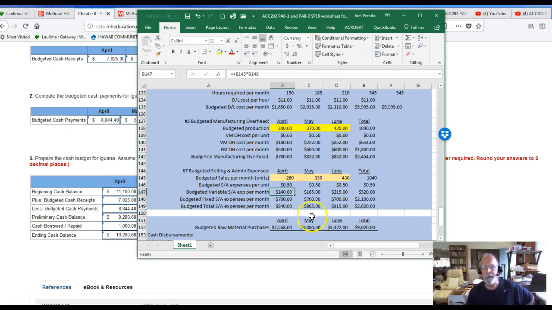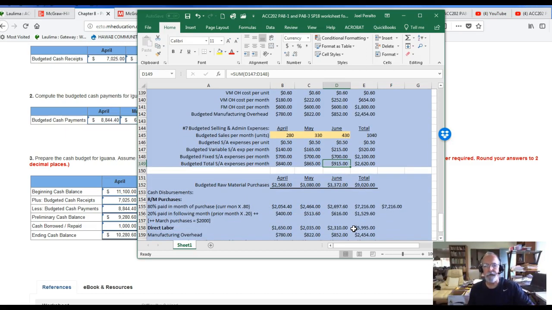So this is budgeted variable selling and administrative expense per month, to which we add budgeted fixed selling and administrative expense per month. This is also given in the problem. And so we add the two to come up with the total selling and administrative expenses per month for April. And we do the same for May and June. So now we have the cost and expense information from which we can calculate budgeted cash payments.